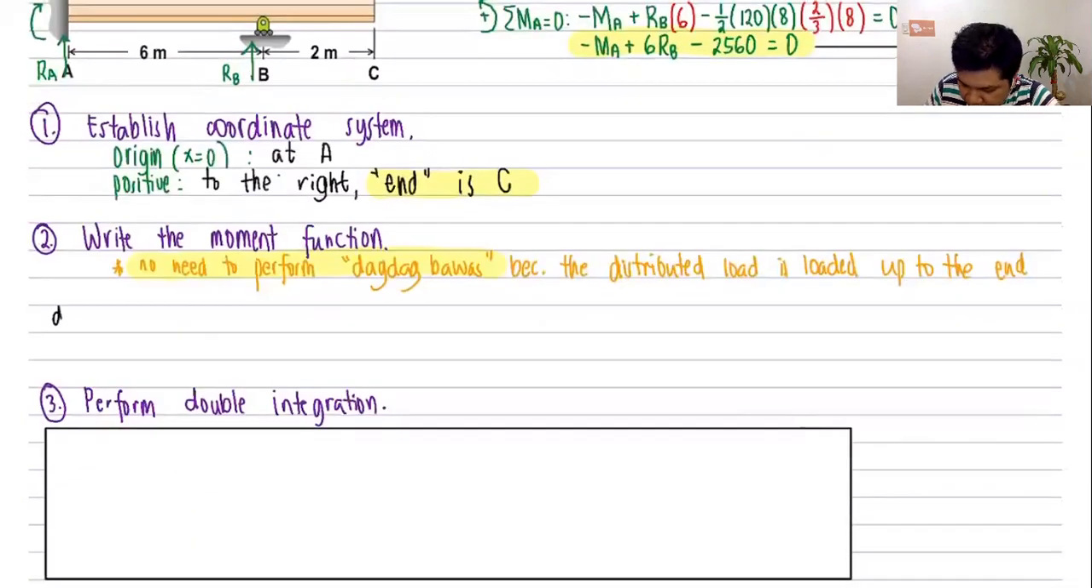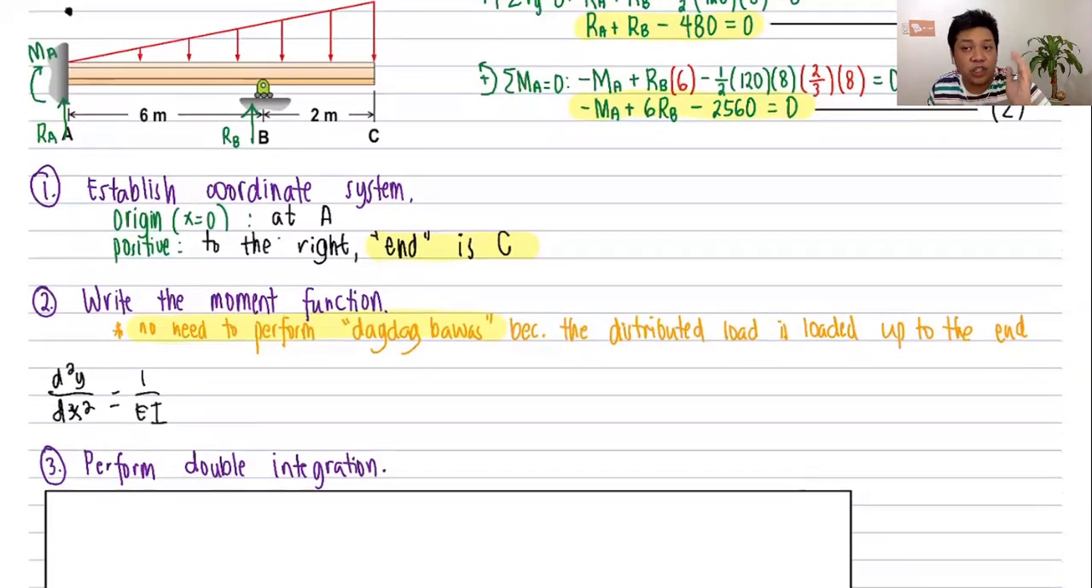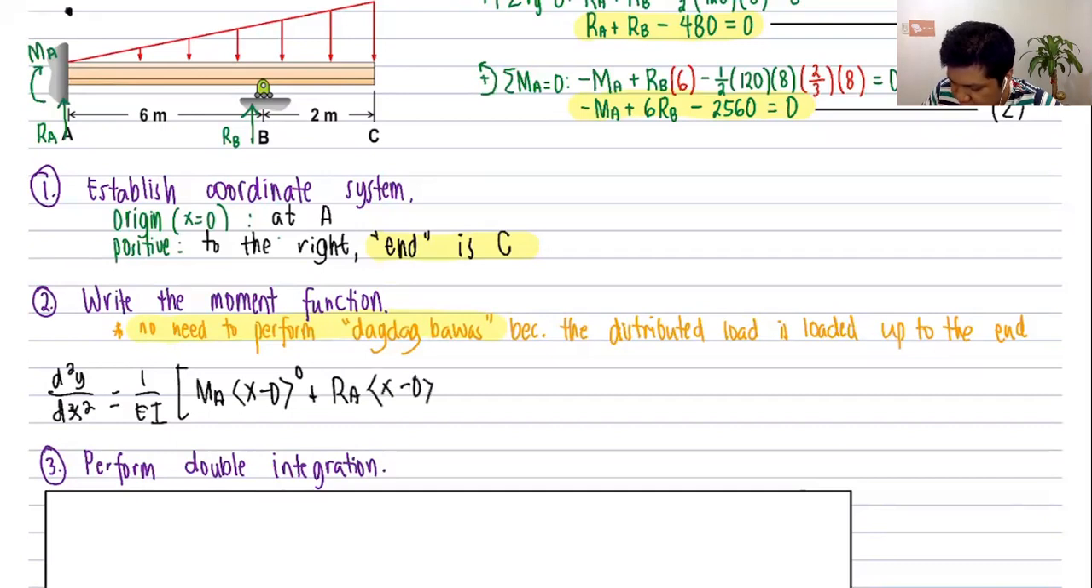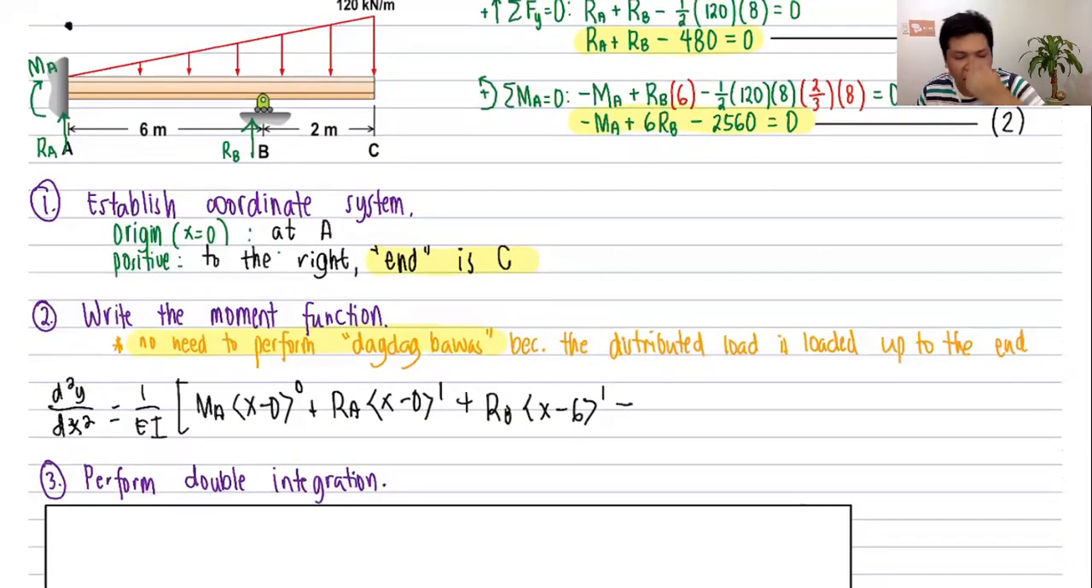My moment function is simply d squared y over dx squared is equal to 1 over EI. Let's start with the moment function, which is, I assume, clockwise. So from our previous lectures, that's positive M sub A times x minus 0 raised to 0, plus R sub A times x minus 0, still because it started at x equals 0, raised to 1, plus R sub B, which is upward, I assumed upward, times x minus 6, because the support reaction B is found at x equals 6, raised to 1, minus. Why is it minus? How about the distributed load? It's minus because the triangular load is downward.